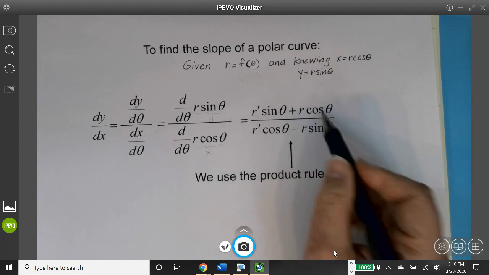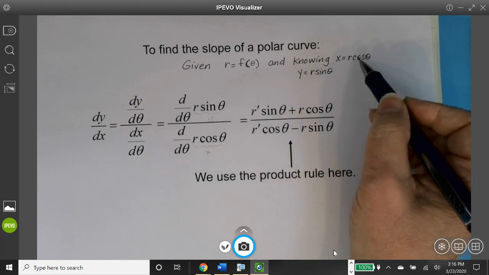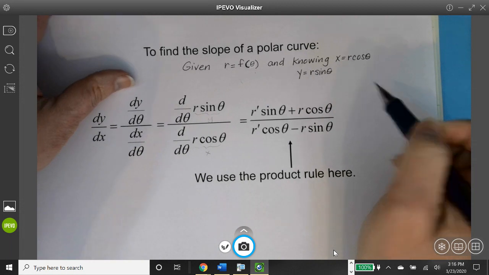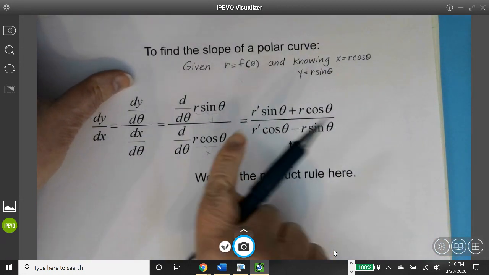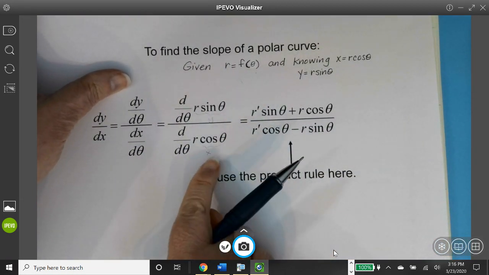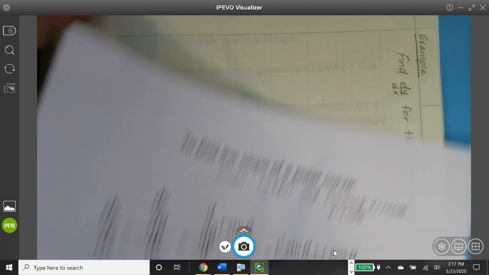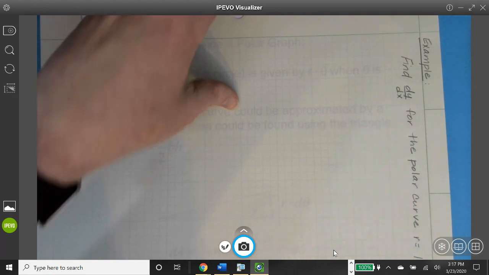Now I don't memorize this formula. I just take the derivative of whatever I have here. So you're going to use the product rule, knowing that y is r sine theta and x is r cosine theta. All right, so let's do an example. I have an example right here ready to go.